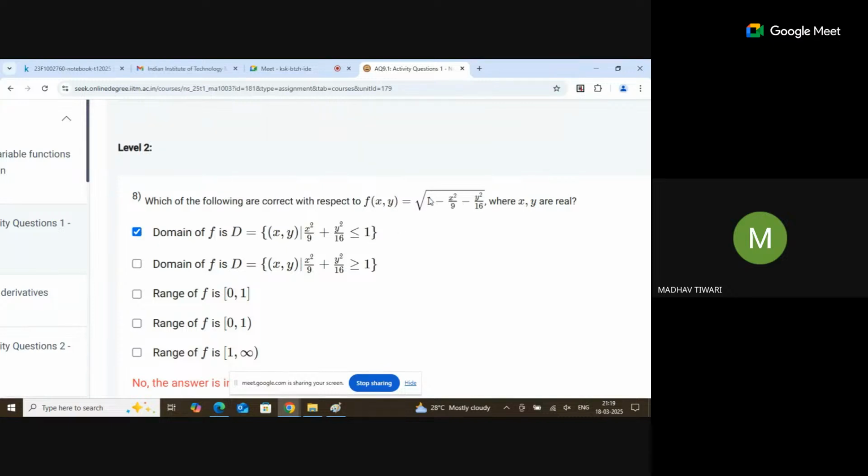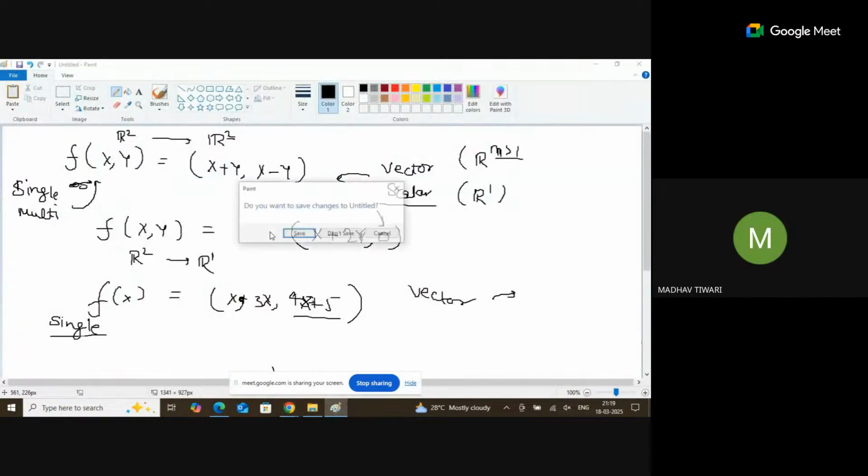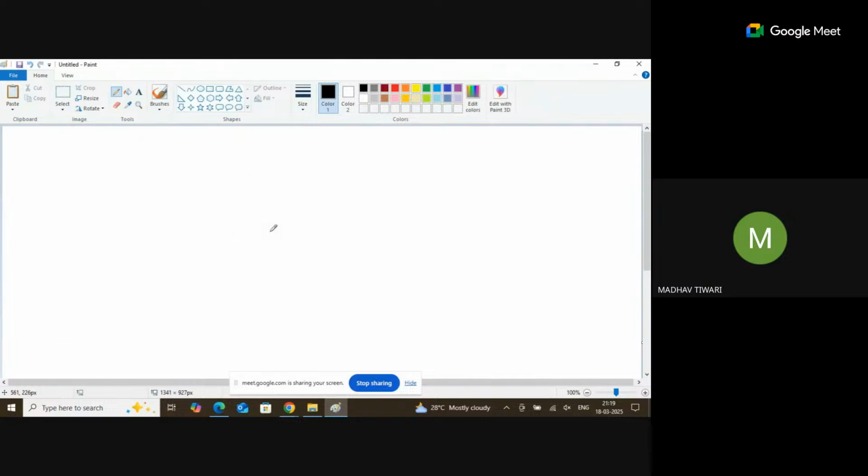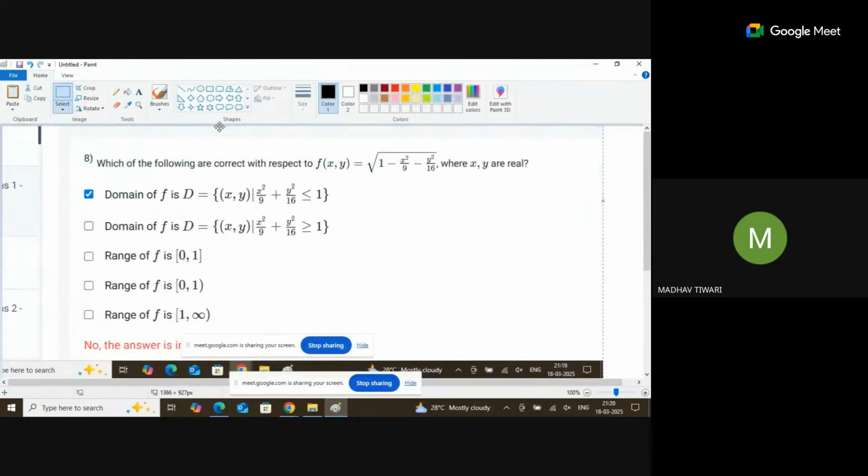Why is it so? Because if you look at this, only then will the function be defined. Yeah, square root is not defined for negative values. Okay, so that's why it has to be changed. You can see here.